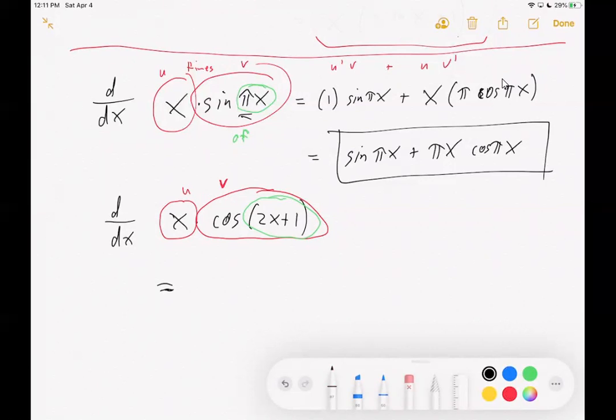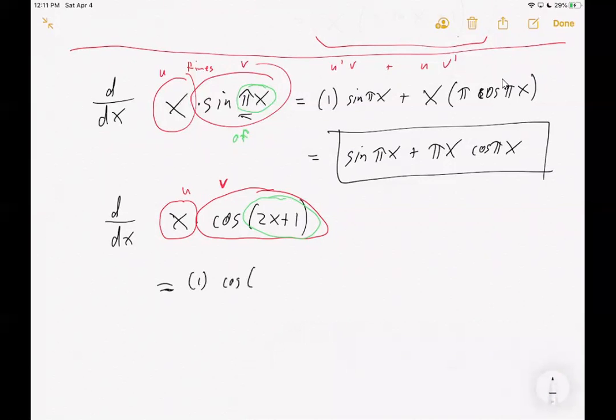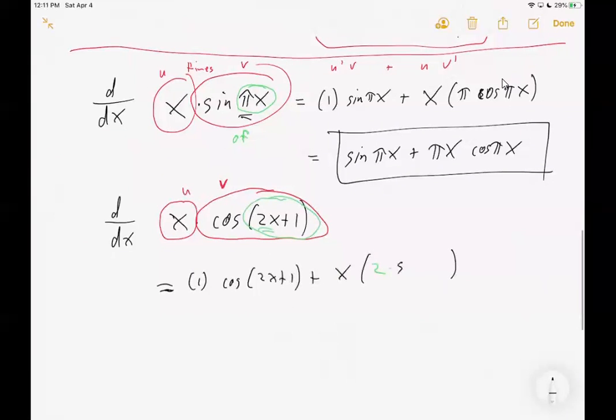So u prime is 1 times the cosine of 2x plus 1, and then plus u, x. V prime will be the tricky part. The inner derivative of the green part is 2 times, and then we're going to have a negative sign. I'll put negative in front, negative sine of 2x plus 1. Remember, with derivatives, it's tough because we're doing derivatives and antiderivatives at the same time. So the derivative of the cosine is a negative sine.